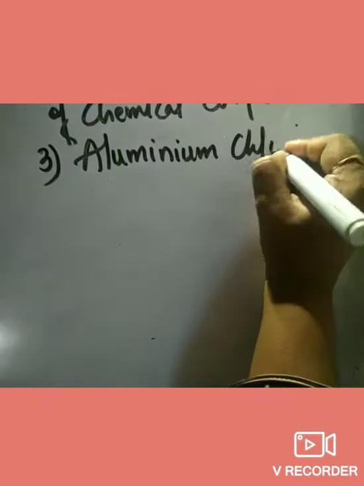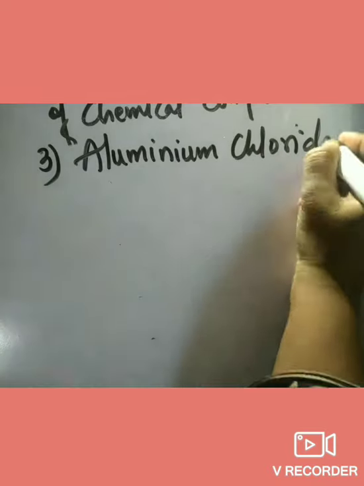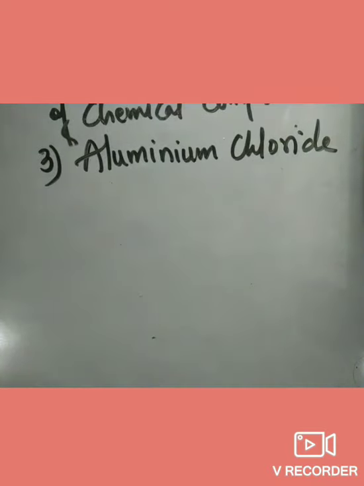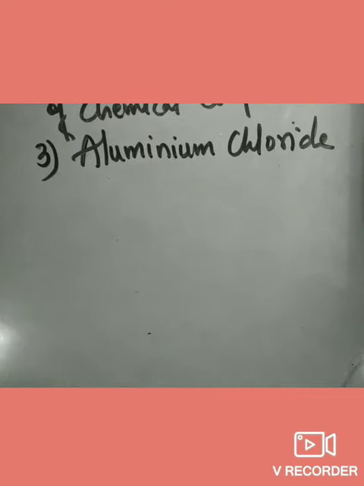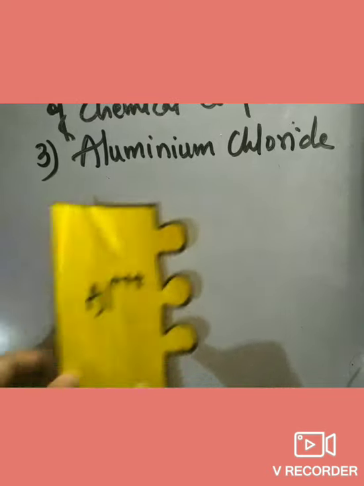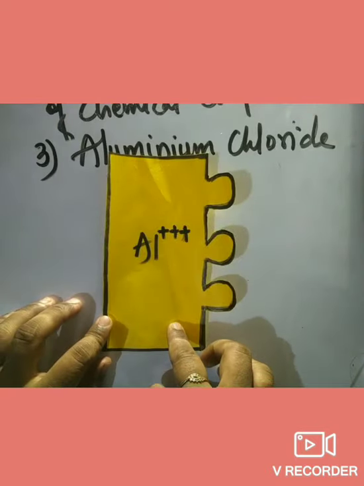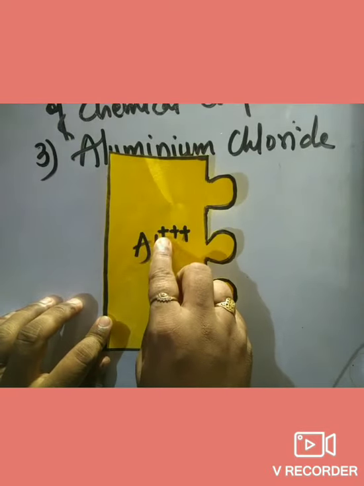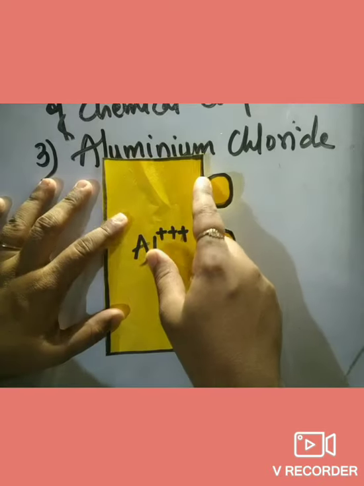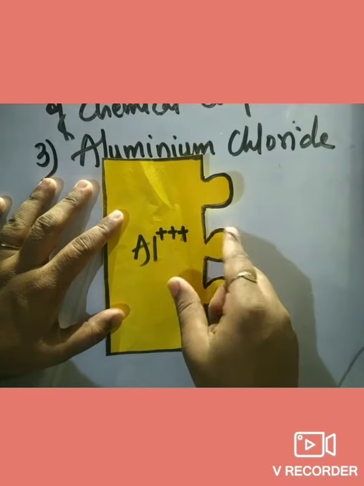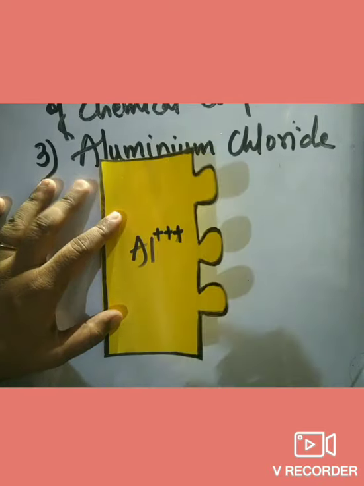I am giving different types of compound, but the method is the same. Now I have to write the formula of aluminium chloride. So first I will take aluminium. Here is my aluminium. As you can see, aluminium is having 3 positive charges. So I have made 3 extra parts here.